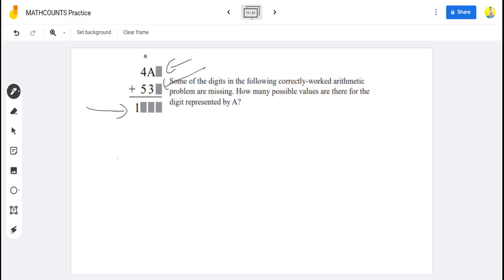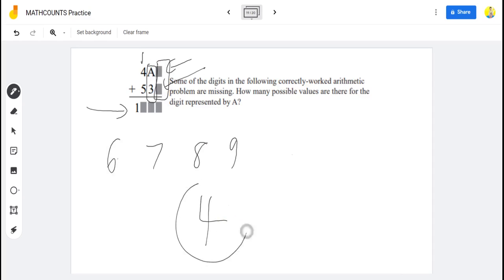So somehow you need a 1 carried right here, meaning that A can either be 7, 8, or 9. However, A can also be 6 if you carry 1 from here, so A can also be 6. So there are 4 possible values for A.